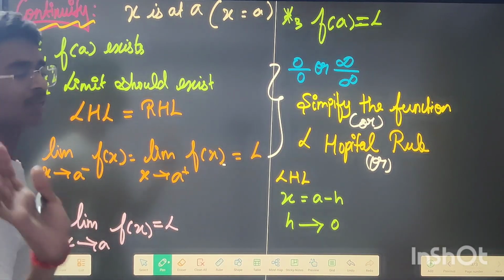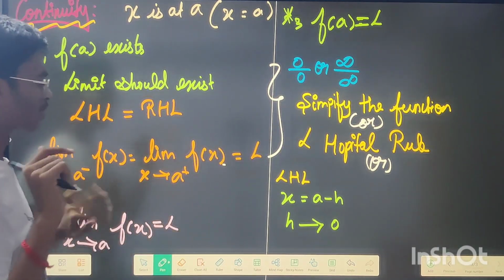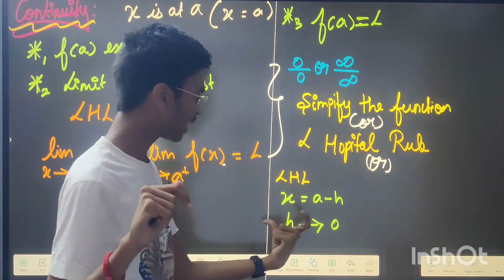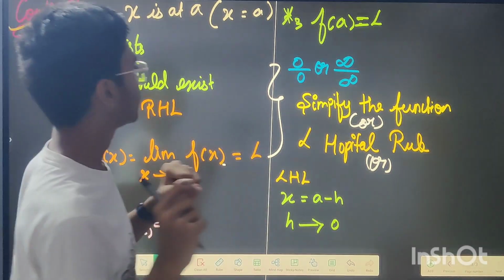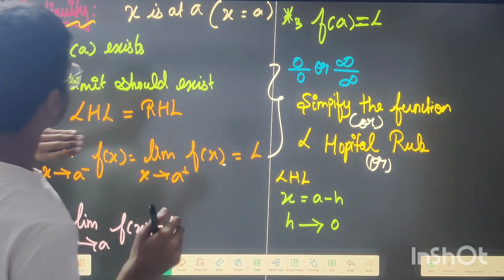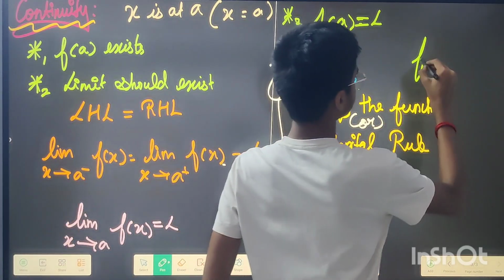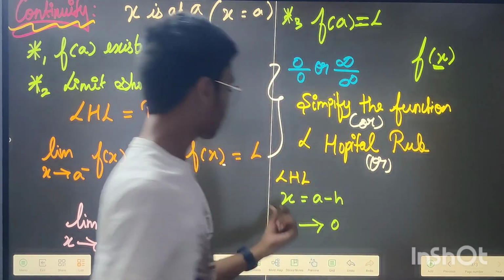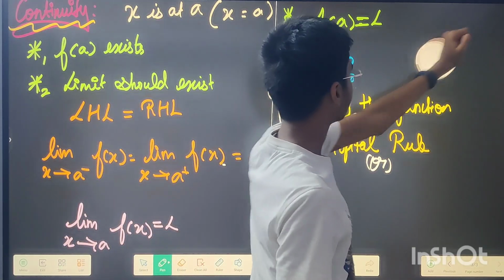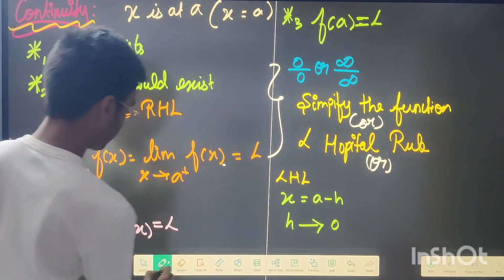I know it doesn't make any sense, so just forget that substituting thing. In LHL, in place of x, you have to put a minus h. That means for an example, there is a function which has x in it, so in place of f of x's x, you have to substitute this a minus h. Then you will be getting it. Okay, so this is in LHL.